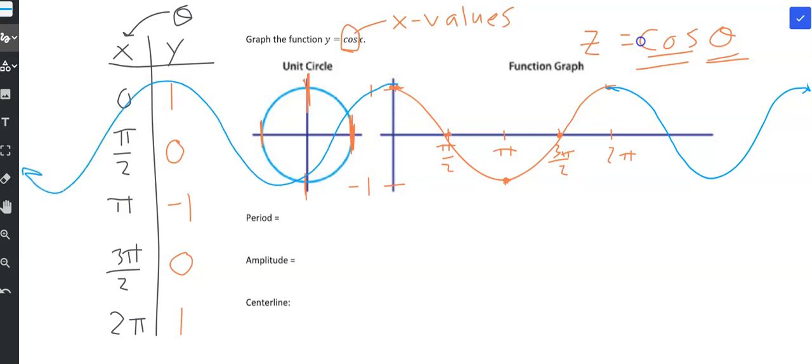Yes, this thing goes on forever and ever, just like the other one. Answer the three questions, period, amplitude, and center line. Go. Period, amplitude, and center line. I shall pause while you do this. Go.